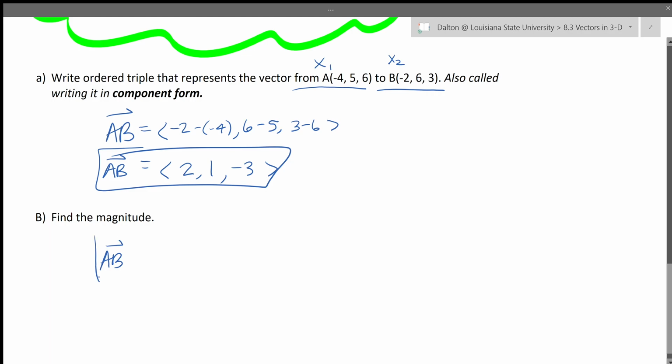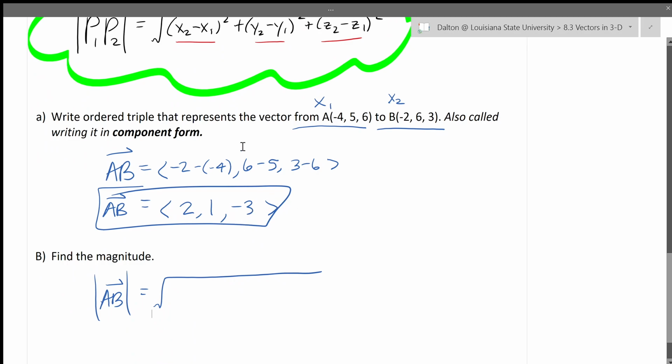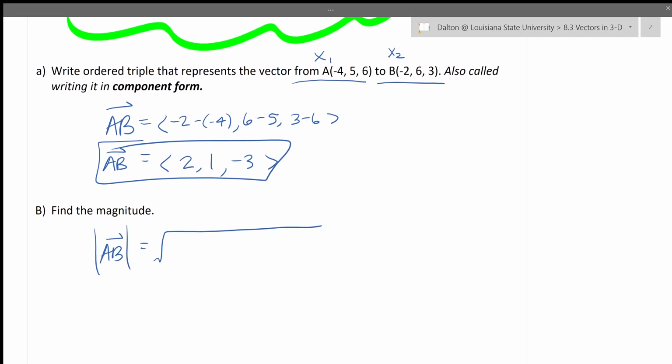Magnitude again is denoted by absolute value of your vector. It's going to equal the square root of your x2 minus x1 squared plus y2 minus y1 squared, and so on. But what you have to remember is these are the vector numbers themselves. So all I'm doing is taking my three vector components and squaring them. So it's going to be 2 squared plus 1 squared plus -3 squared. And then we just need to simplify.